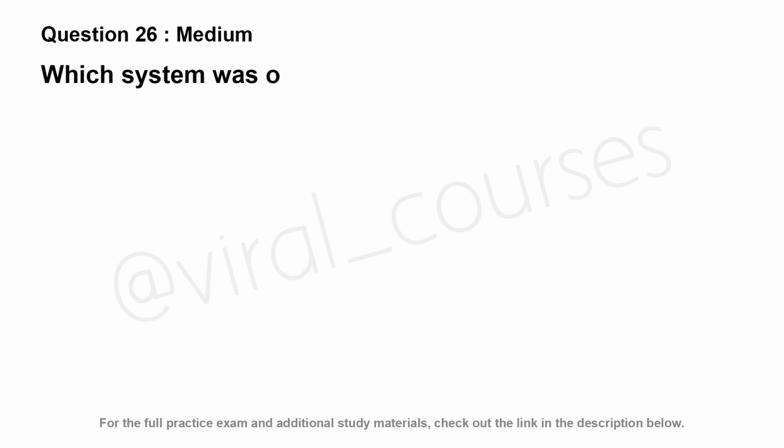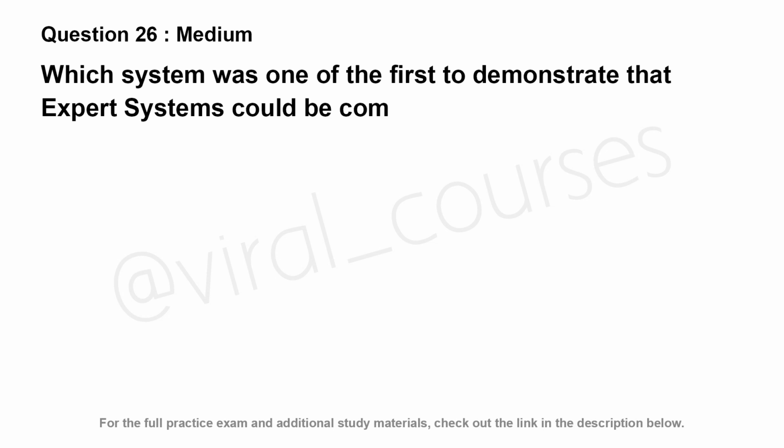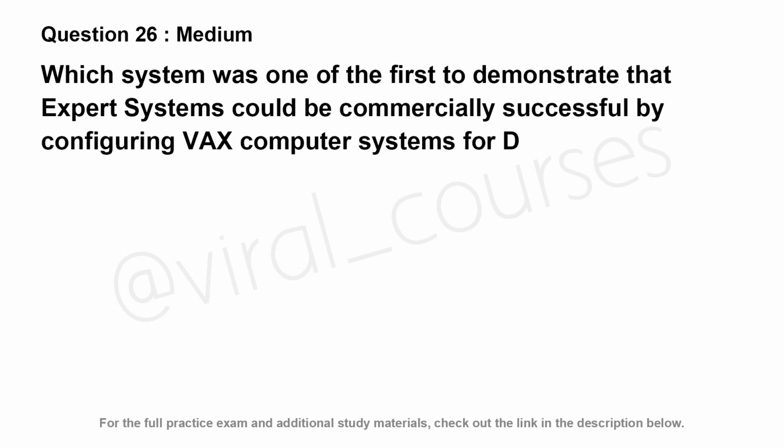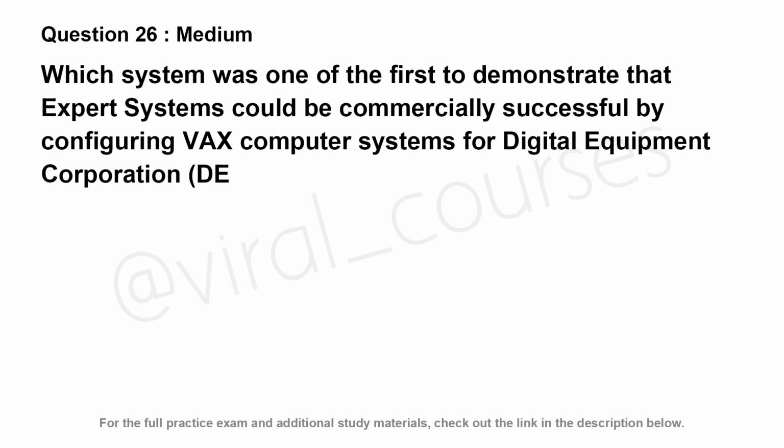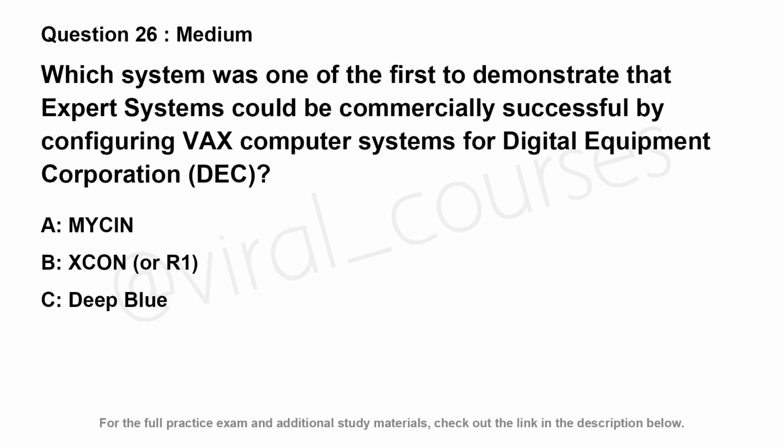Which system was one of the first to demonstrate that expert systems could be commercially successful by configuring VAX computer systems for Digital Equipment Corporation, DEC? Option A, MYCIN. Option B, XCON or R1. Option C, Deep Blue. Option D, Siri.